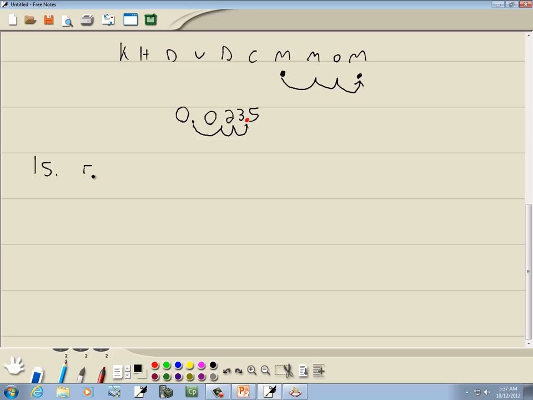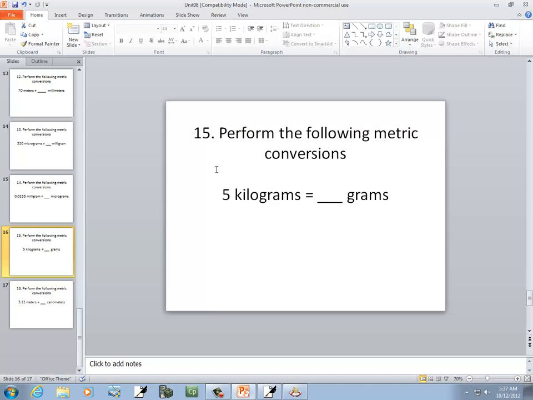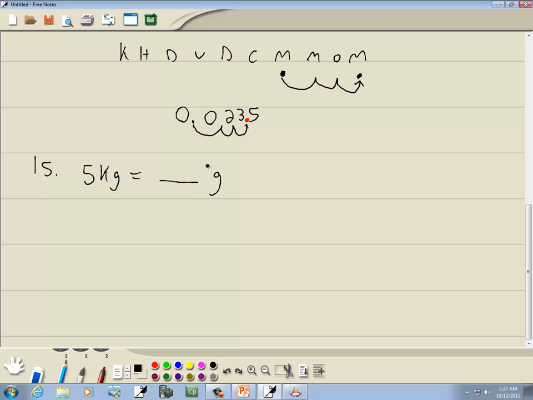Let's see, 5 kilograms. And we want to convert that to grams. King Henry doesn't usually drink chocolate milk, Mom. Okay, kilo is right here. We want to go to grams, which is our unit, which is right here. So kilo to units. 1, 2, 3 places to the right.